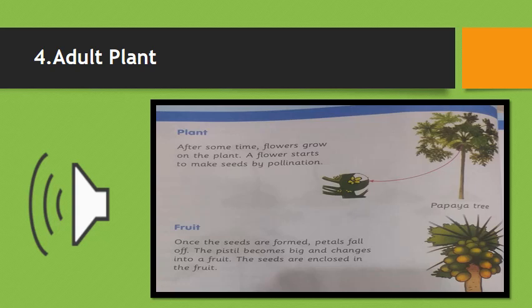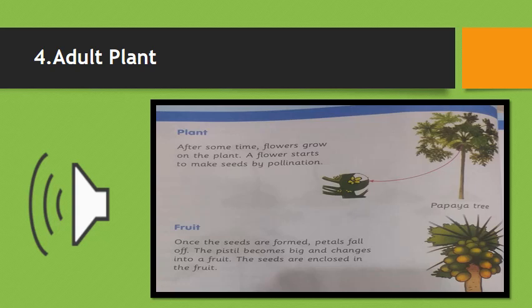So, after the young plant is developed, it changes into an adult plant. Now, what is the adult plant? Adult plant is the plant which has flowers and fruits. The flowers in the adult plant start forming the seeds. They form the seeds by the process of pollination. Now, what happens in pollination?